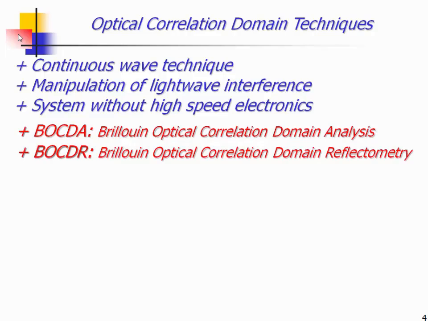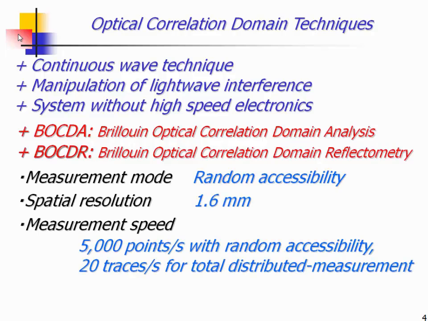One is the Brillouin optical correlation domain analysis using the stimulated Brillouin scattering, and the other is the Brillouin optical correlation domain reflectometry using the spontaneous Brillouin scattering. We have realized the random accessibility onto arbitrary selected multiple points along the optical fiber. When we use the pulse light wave, sequential measurement is familiar, but in our case, we can get random accessibility to arbitrary multiple points.